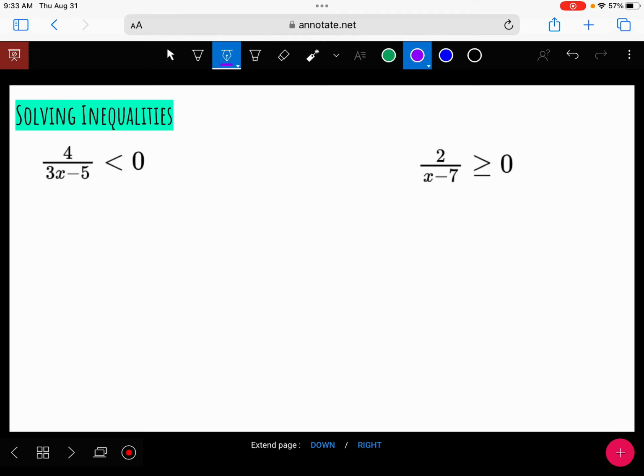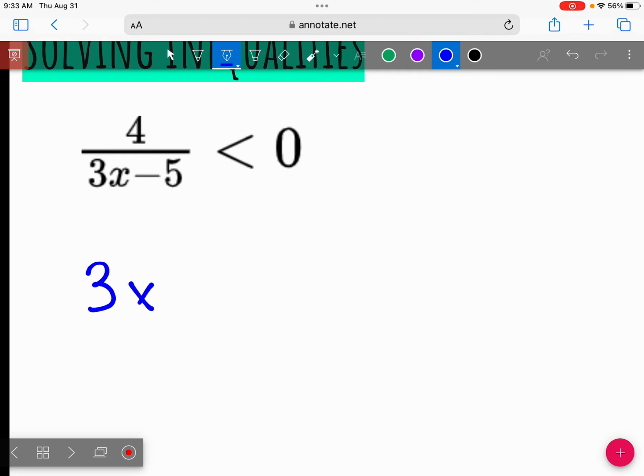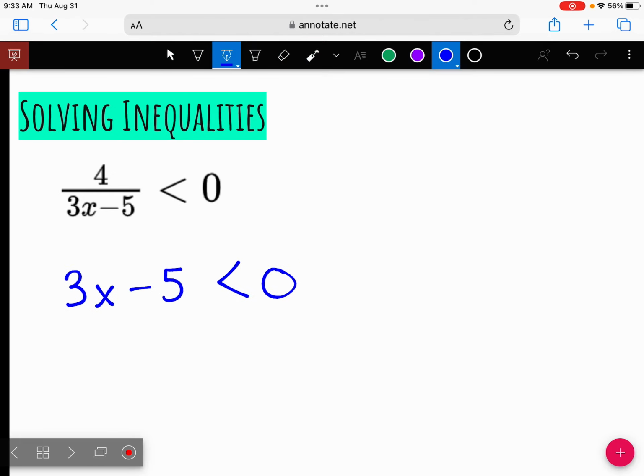If something has to be less than 0, what kind of number is it going to be? Negative. In order to make a fraction negative, if the numerator is positive, what does the denominator have to be? Negative. So my denominator has to be negative. So we're going to yank that out. My 3x minus 5 has to be negative. So it has to be less than 0. So we do not have to do the whole fraction less than 0. My denominator must be negative.